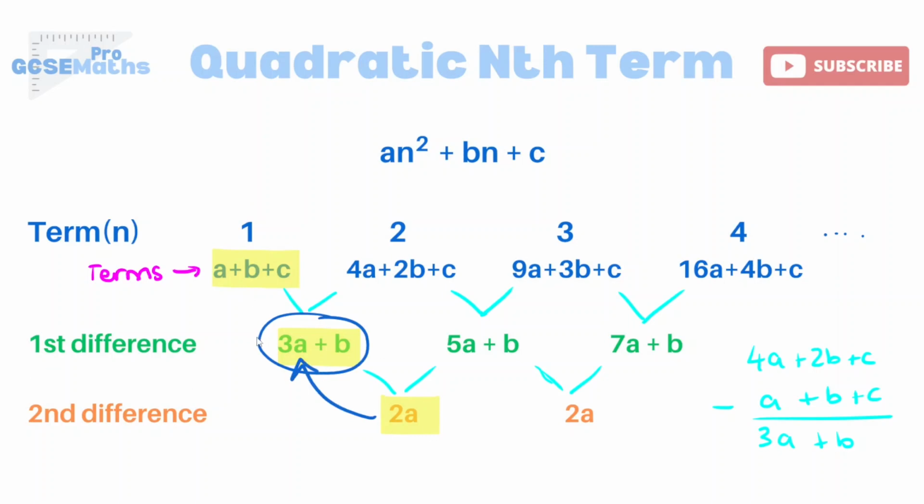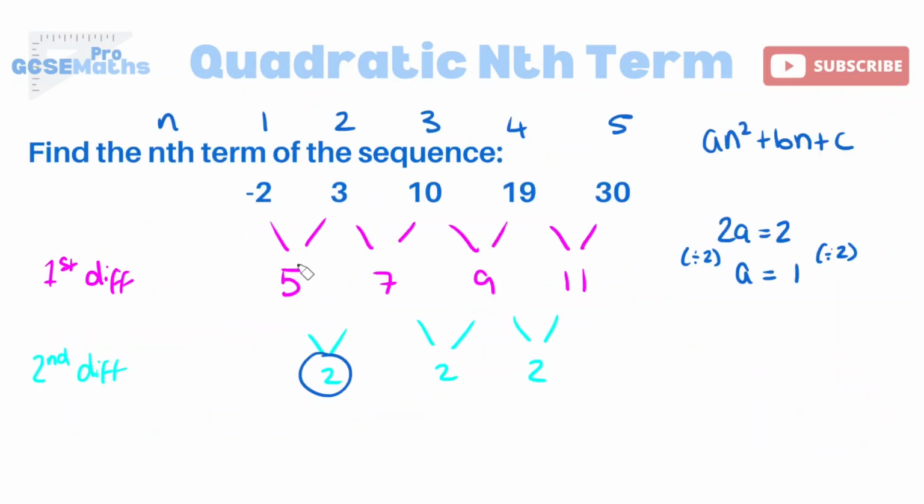So you start at 2a, then you go to 3a plus b, then you go to a plus b plus c, because as we said, you need to have only one letter that you don't know. So 3a plus b is the same as the first difference. So you have to be specific here. It has to be this one, okay? It can't be 7 or 9 or 11. It has to be the first number in this row of the first difference, if that makes sense.